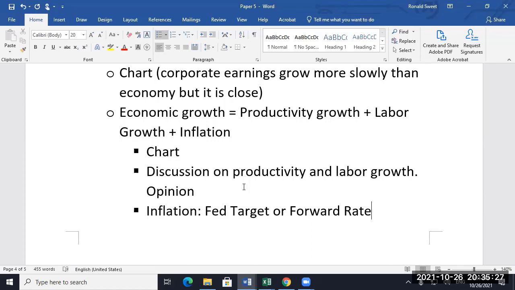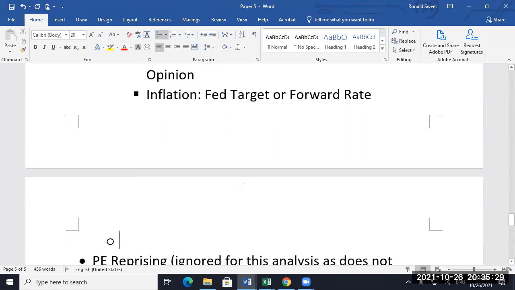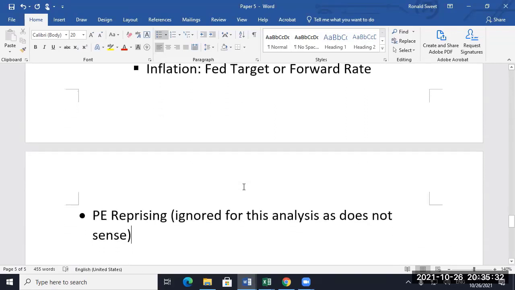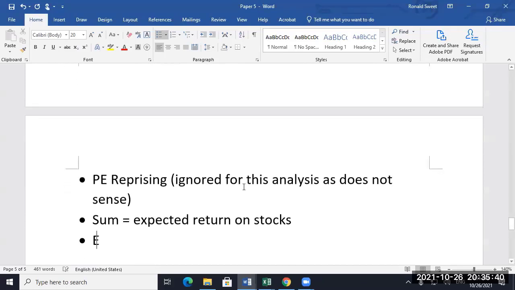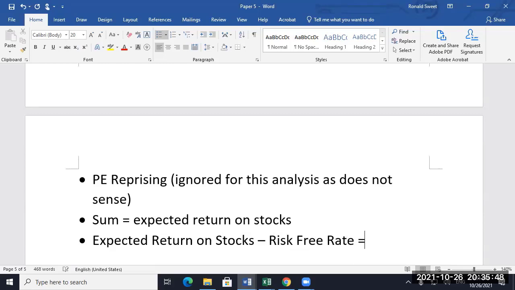Right? So you take the sum of those, sum equals expected return on stocks minus your risk-free rate equals the market risk premium, and so you're done with that piece.